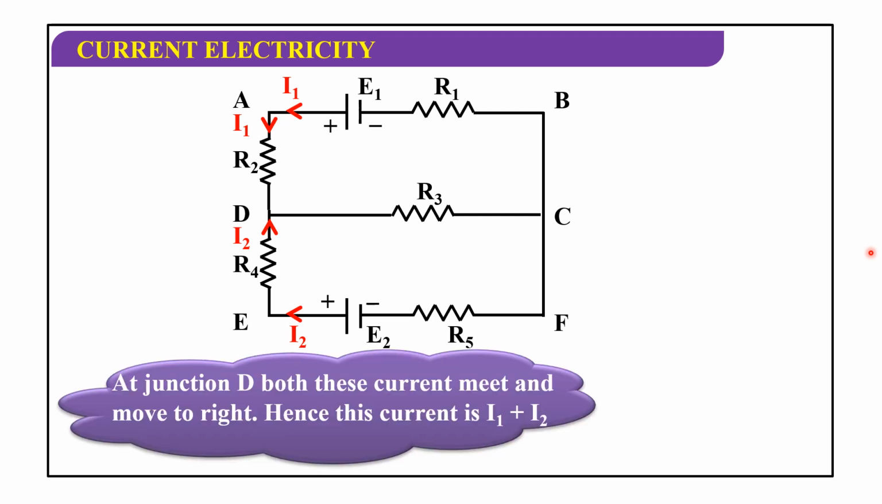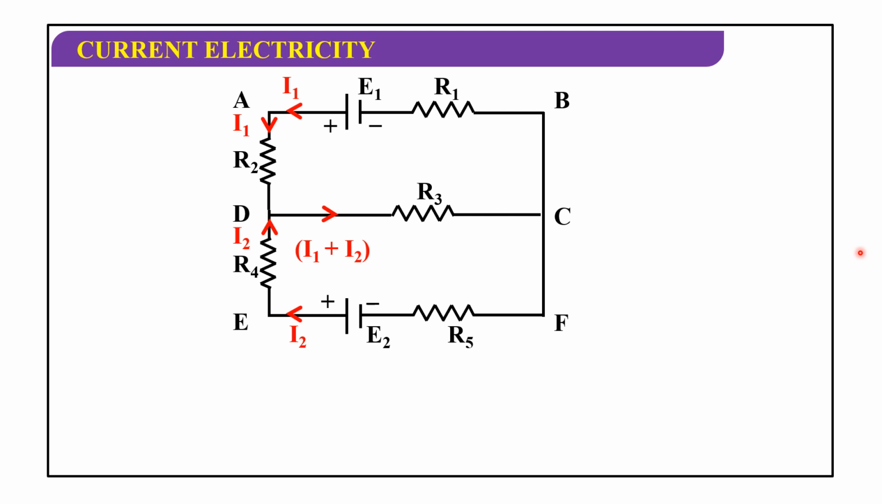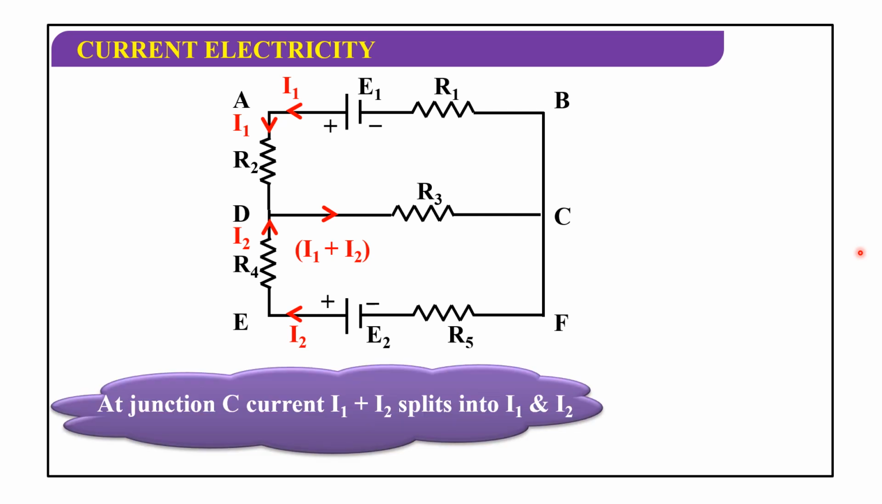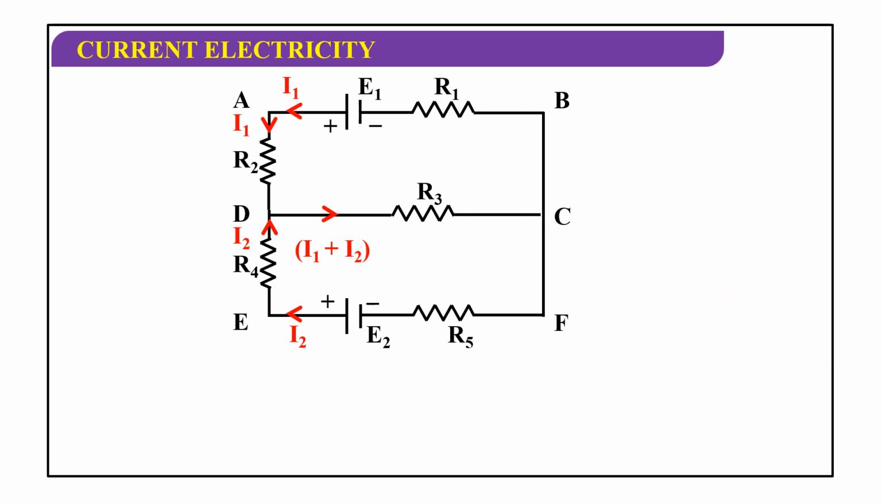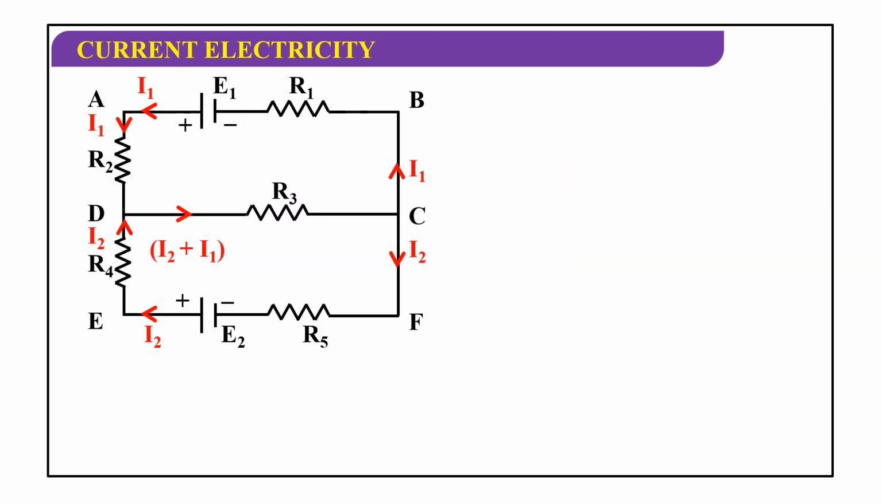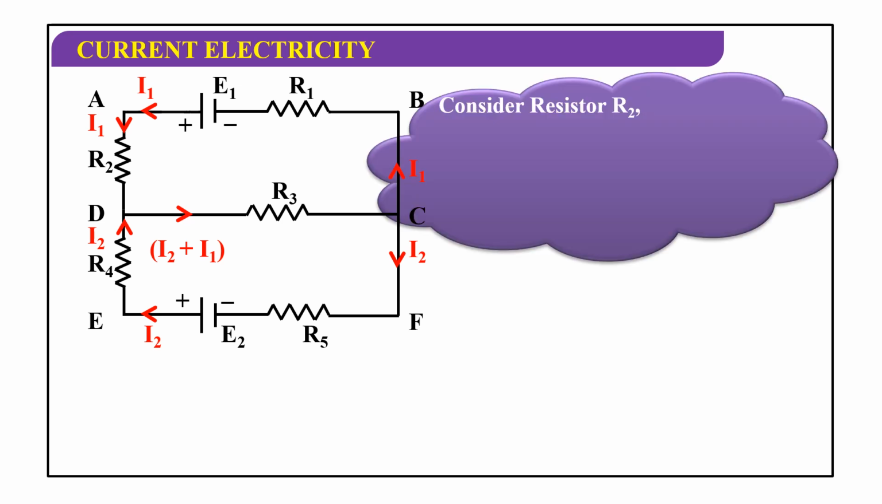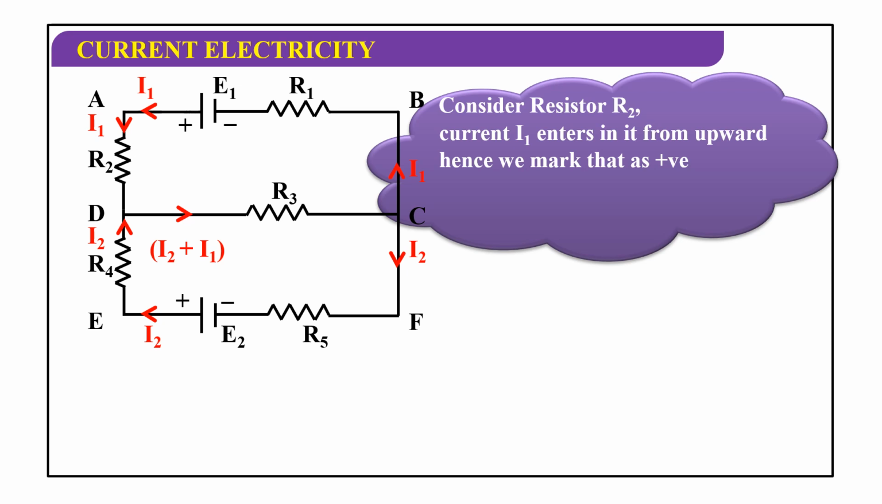At junction D, both these currents meet and move to right. This current is I1 plus I2. I1 plus I2 flows through R3 from junction D to C. At junction C, current I1 and I2 again splits into I1 and I2. At C, I1 returns to E1, I2 returns to E2. The split at C. This is the diagram. Now consider the resistor R2. Current I1 enters in it from upward and so mark it as positive.